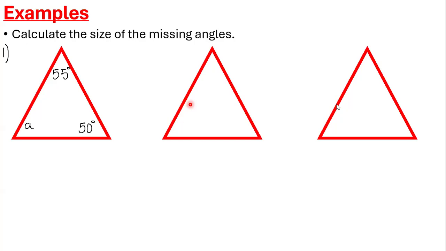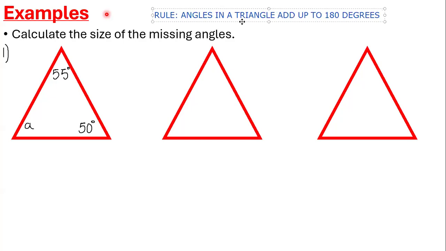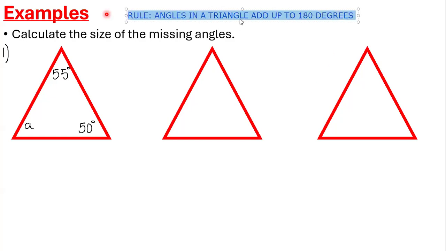So the reason that we are doing this is because of the rule. Let me just give you all the rule. This rule we'll be using throughout, the same rule. The rule is that angles in a triangle add up to 180 degrees. That's the rule. And so what does that mean? What does that look like?